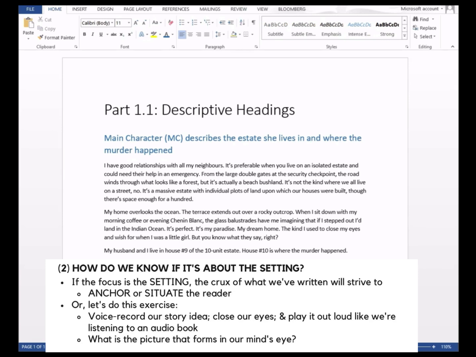Secondly, if our story idea is focused on the setting, then the crux of what we've written will try to anchor or situate the reader. Or let's try it this way. If we voice recorded our story idea, just say it out loud on our phone, record it, close our eyes, and play it back as though we're listening to an audiobook, what would be the picture that forms in our mind's eye?